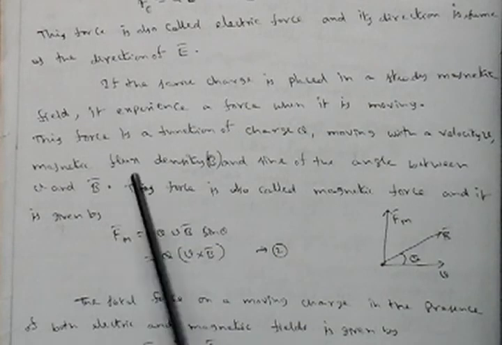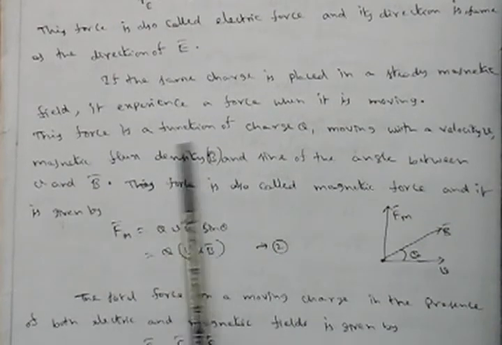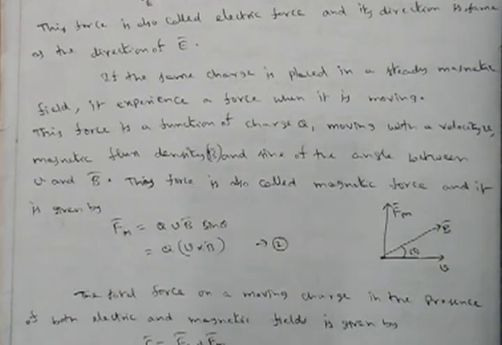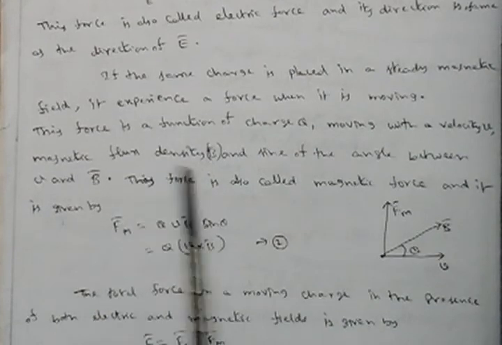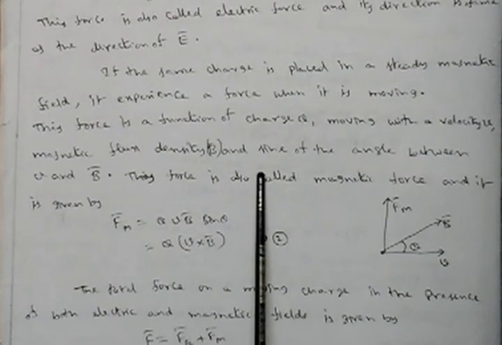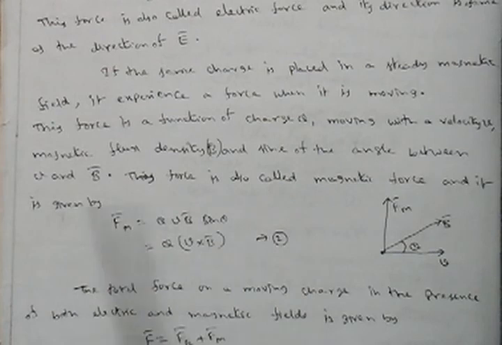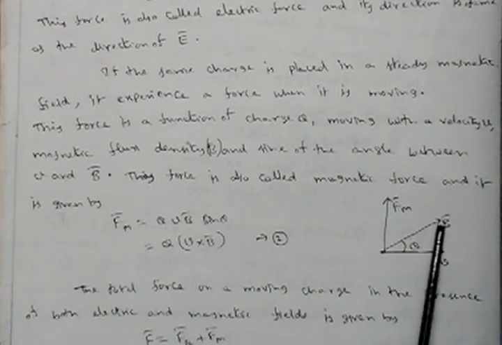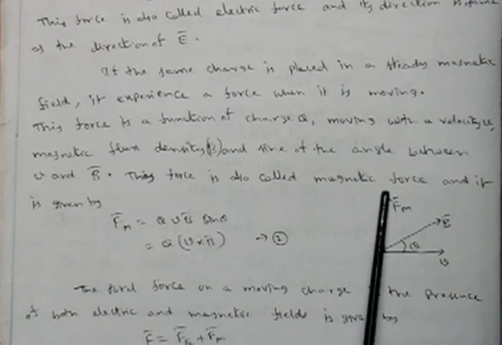This force is a function of the charge q moving at a velocity v, the magnetic flux density, and the sine of the angle between the velocity and the B bar. So if this is the v bar, the force will be in this direction.